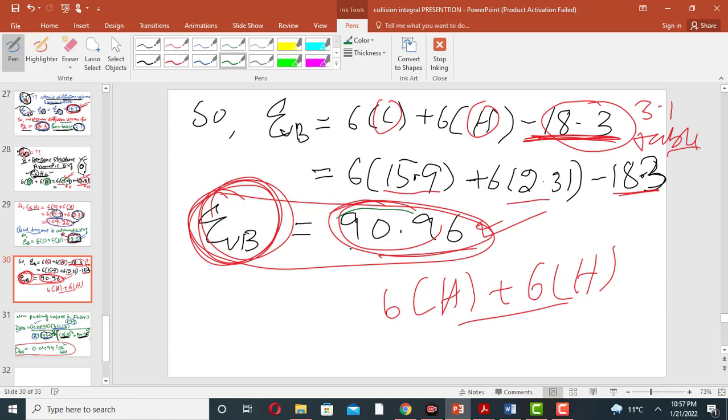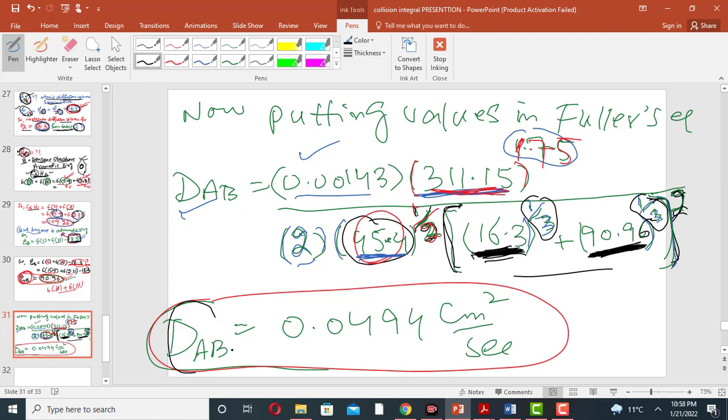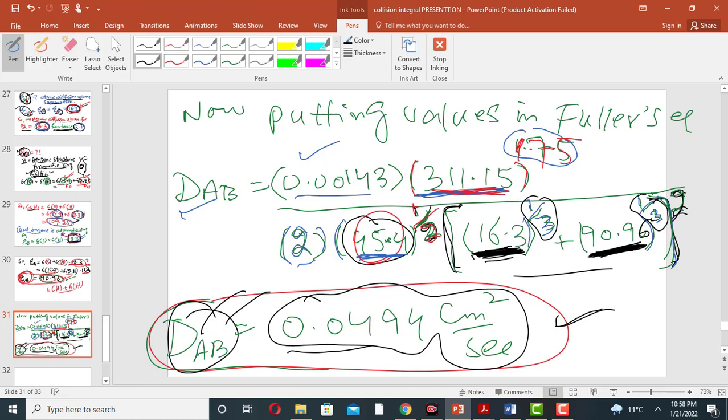So putting these values, 16.3 to the power 1 divided by 3 plus 90.96 to the power 1 divided by 3, and the whole to the power 2. There is 1 divided by 3 here and 1 divided by 3 here, on this term and on this term, and the whole term is divided by 2. Remember that this is 1 divided by 2 on this term, and 1.75 is the power on the temperature. After putting the values, the diffusivity of oxygen in benzene was determined to be 0.0494 centimeter square per second. So this is the diffusivity of oxygen in benzene at 2 atmospheric pressure and 38 degrees centigrade.